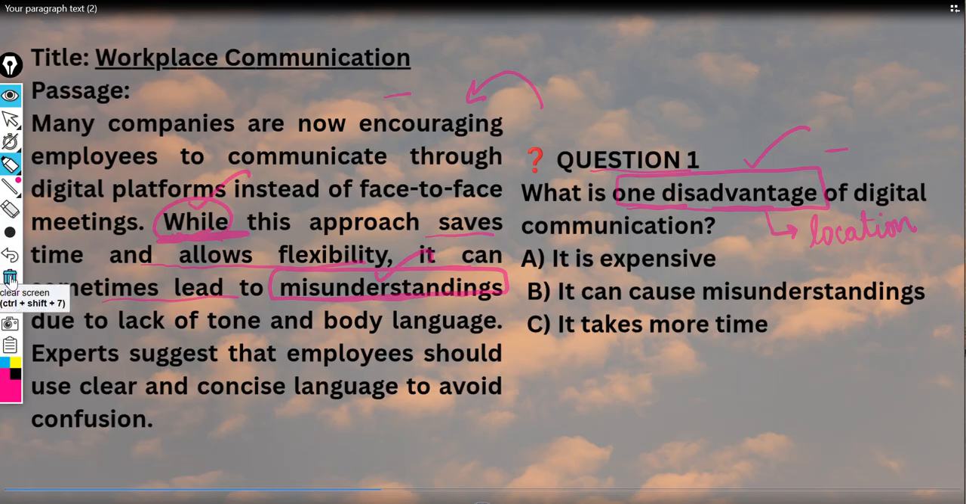After reading the locations, come back to your options and read them now. A. It is expensive. I will be using the elimination method to rule out the extra options. Expensive is not something that I've read in the passage, therefore I'll rule it out. B. It can cause misunderstandings. Misunderstandings matches with what I've read. C. It takes more time. So what do you think is the right answer? Take your time.